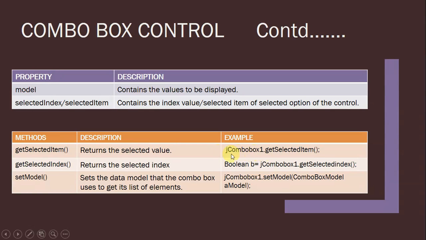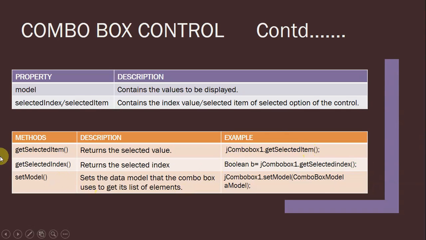If jComboBox1 is the combo box which we have created in the design area, we can use it like this: jComboBox1.getSelectedItem(). And the next is getSelectedIndex. It returns the selected index, and we can use it like this. Instead of boolean, it should be int b = jComboBox1.getSelectedIndex(). So it will return the index number of the option which we have selected. The previous method will return the value of the option which we have selected.